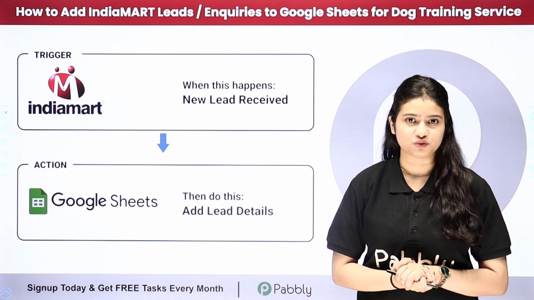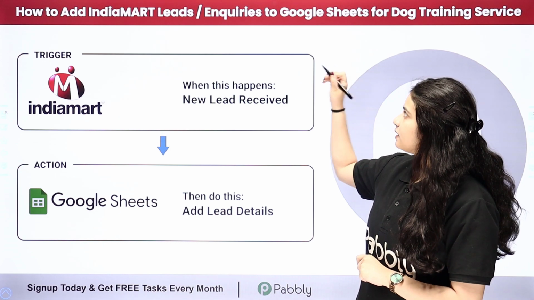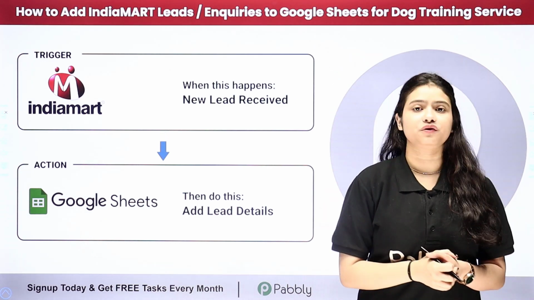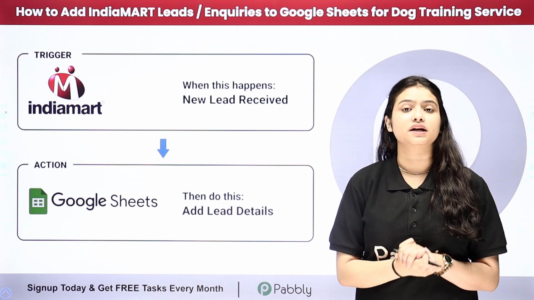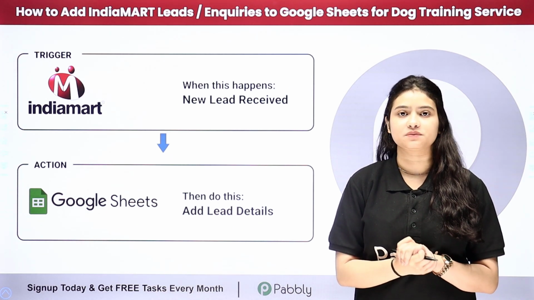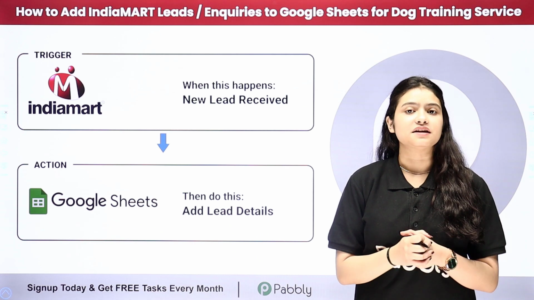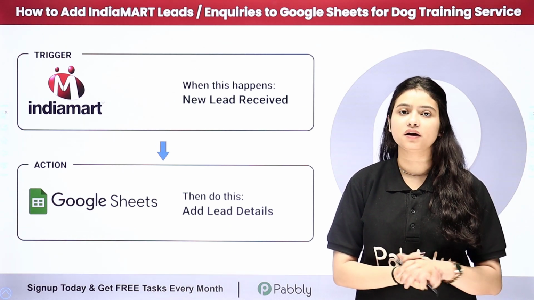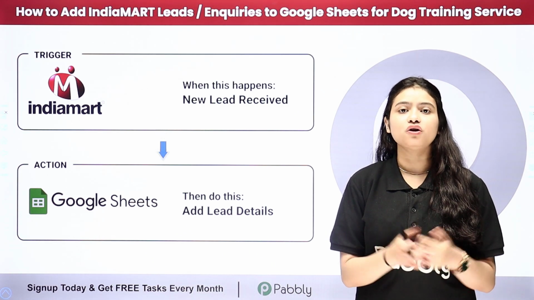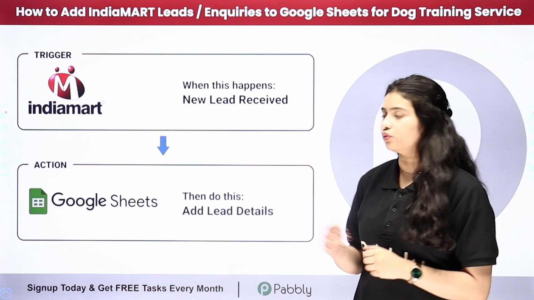In this video, we are going to learn how to add IndiaMART leads and inquiries to Google Sheets for dog training service. So here, as a provider of dog training services, I am using IndiaMART to promote my business as well as my services. And I want that as soon as I receive a new lead or inquiry for my business through IndiaMART, automatically a systematic record of the leads should be created in my Google Sheets.